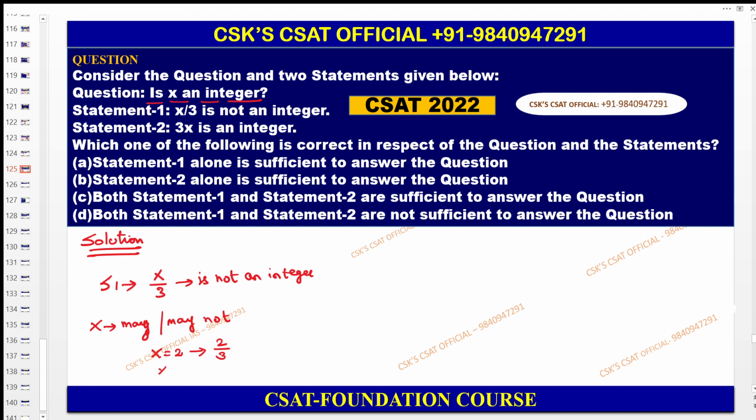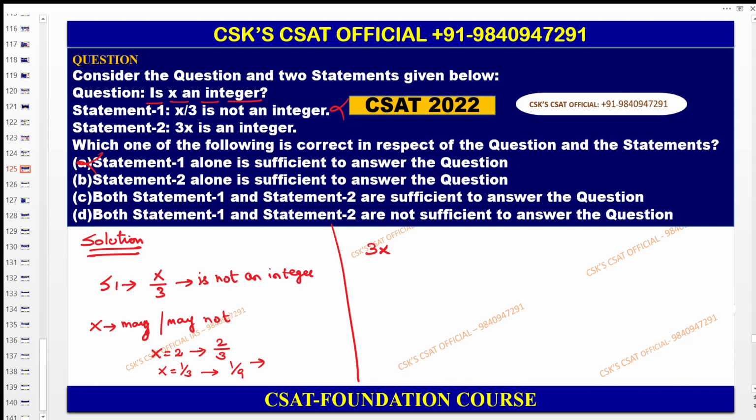Now suppose I am taking x is equal to 1 by 3. What happens there is it becomes 1 by 9. This is also not an integer, right? In such a situation, you can't say x is an integer. Here it is a fraction also, therefore we can't say x is an integer. So statement number 1 alone is not sufficient. Let us move on with statement number 2.